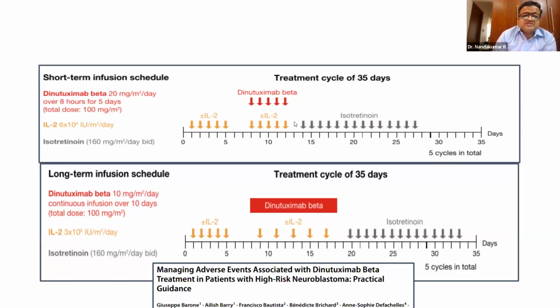Now, the next one is the short-term infusion. So the dose is being maintained at 100 milligrams per meter square. However, it is finished at a much shorter interval. That is, you give it only for 8 hours per day and you give 20 milligrams per meter square per day. So 20 into 5, here this is 10 into 10.